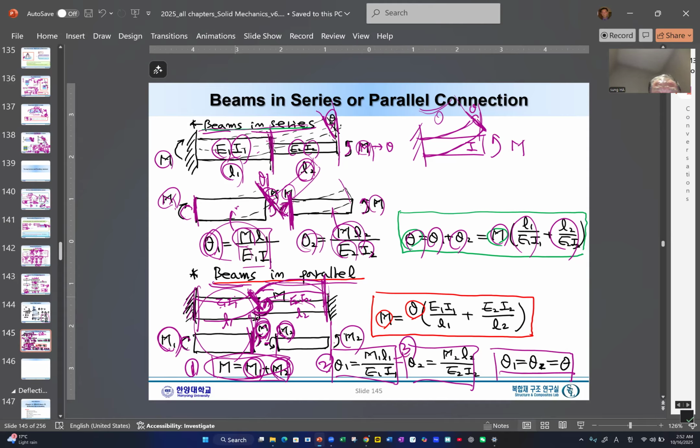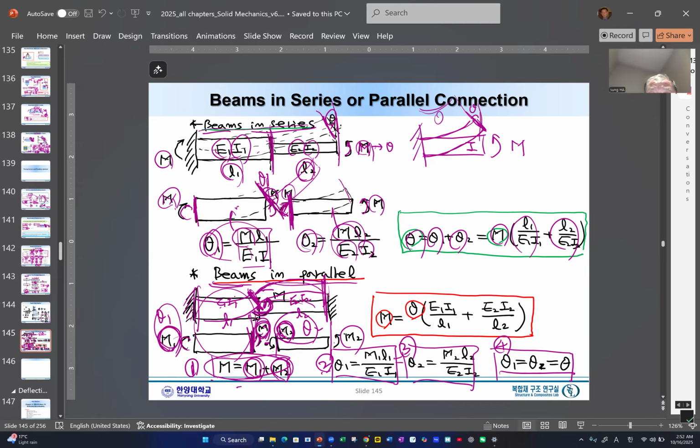Now, very importantly, this is a geometric equation. So the number of equations we know is 1, 2, 3, 4. What is the number of unknowns? The unknowns are M1, theta 1, M2, theta 2. So we have four unknowns and four equations. So this can be solvable.